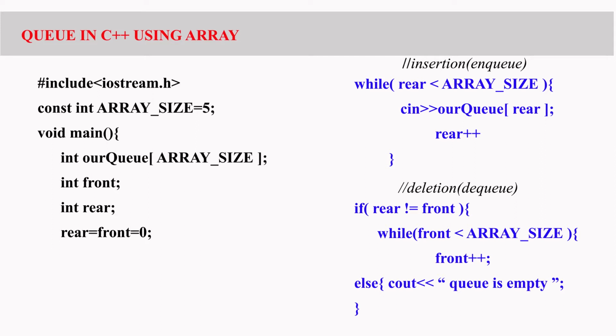Now then, how is the deletion performed? First of all, let us test if the queue is not empty. Simply by saying if rear is not equal to front, then do deletion by just incrementing the front to point to the second index. Else, if rear is equal to front, then the queue is empty, so we cannot do deletion in an empty queue.